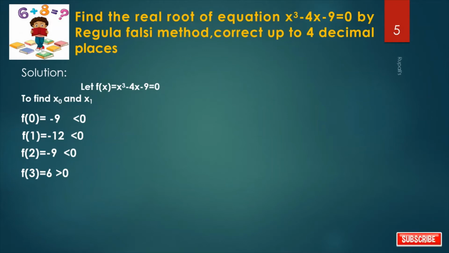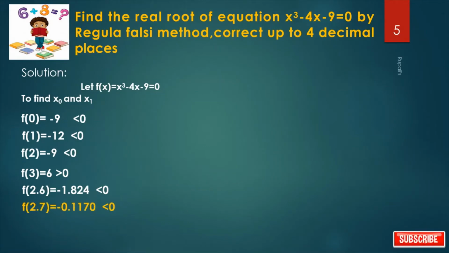Now, I have to choose one point in between 2 and 3, say it is 2.6. So, what is f(2.6)? It is negative. So, I can say that root lies between 2.6 and 3. Now, I have to choose one point between 2.6 and 3. I am choosing 2.7. It is also negative. So, I can say that root lies between 2.7 and 3.